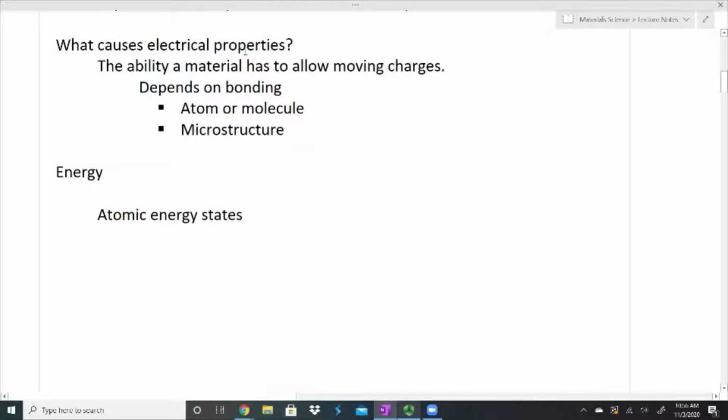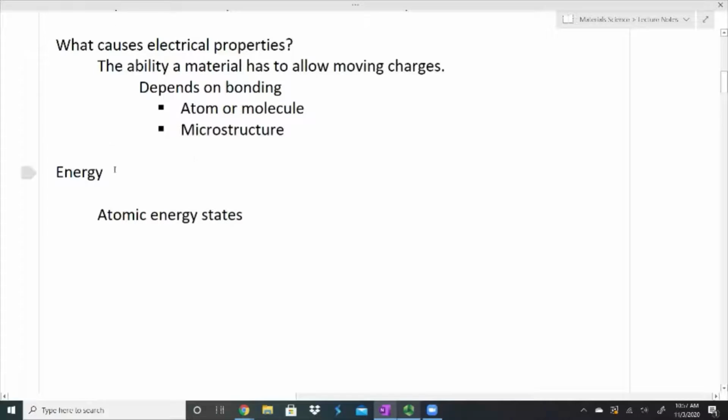What causes electrical properties? Well, the ability a material has to allow moving charges is really what we're looking at here. So if a material allows for charges to move very easily, we call it a conductor. If it does not allow for that to happen, we call it an insulator. And all these things are going to depend on the bonding. It's going to depend on the atom, the molecule that we're talking about. It's going to be determined by the microstructure. It's going to be determined by a whole lot of things. Just like we've been talking about previously, the bond, the crystal type, the material, everything is going to come together and explain what's happening with these properties.